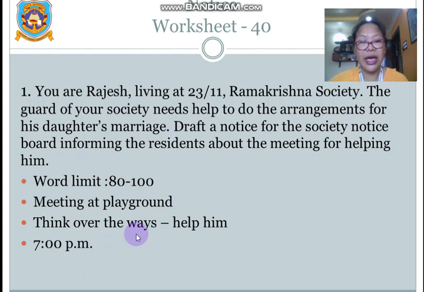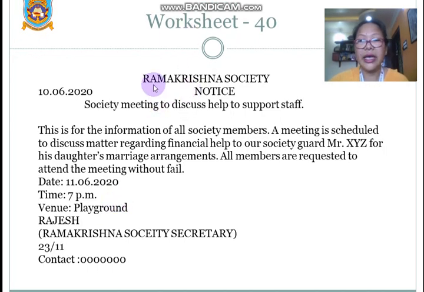So what I've done is, children, I've made the notice for this particular worksheet, and I want to share it with you here. Okay, Ramakrishna Society, this is the organization or the society which is issuing the notice, correct? Then the date on which the notice has been issued, and then the heading: society meeting to discuss help to support staff. Support staff means anybody who is supporting in running a place. Those are all support staff, like the security guard or the drivers.